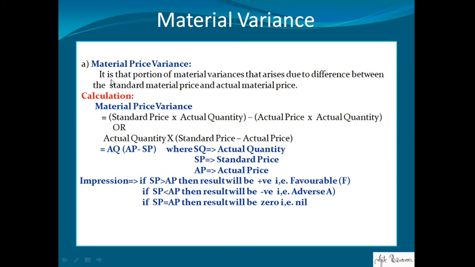Material price variance. It is that portion of material variance that arises due to difference between standard material price and actual material price. Calculation is as under: standard price multiplied by actual quantity minus actual price multiplied by actual quantity, or actual quantity multiplied by standard price minus actual price. And if the standard price is more, then the result is favorable. If the standard price is less than the actual price, it is adverse. And if both are equal, the result will be zero.